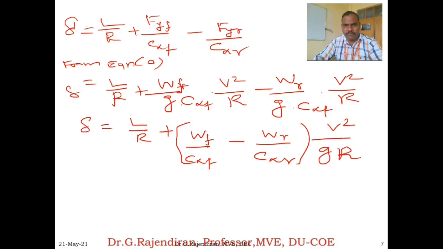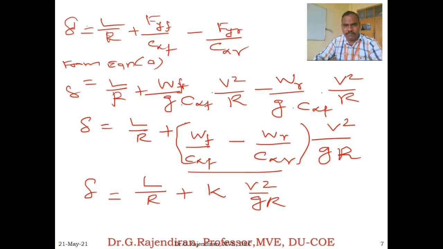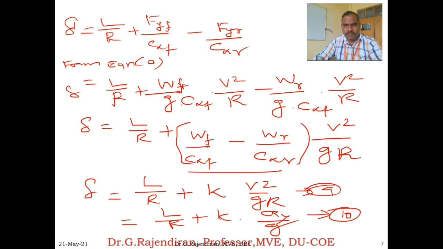Clear? So this common term, the difference between the weight acting on the front axle over the cornering stiffness and the weight acting at the rear axle divided by cornering stiffness, you take it as K. Delta is equal to L by R plus K into V square by gR. Clear? So V square by R is the lateral acceleration, so delta is equal to L by R plus K into ay by g. This is equation 9.